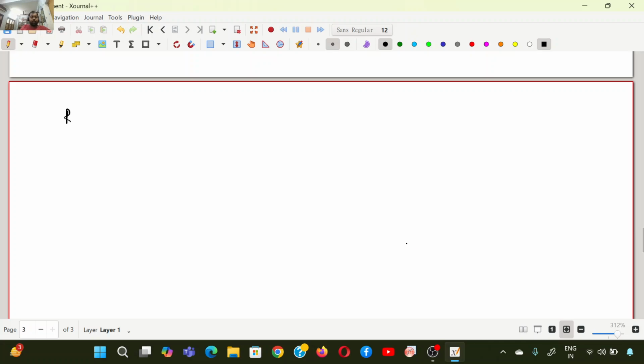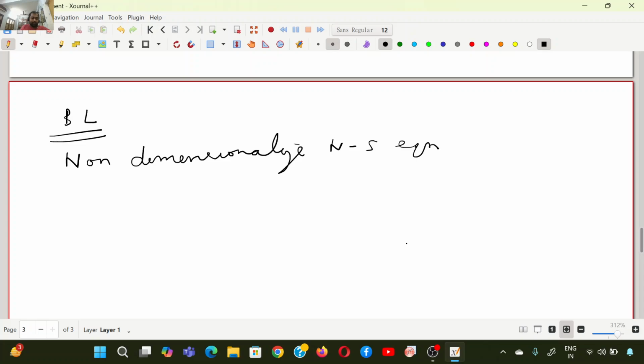So, coming to the boundary layer concept, let us non-dimensionalize the Navier-Stokes equation for high Reynolds number. So just check the notes of the previous class and write the non-dimensional Navier-Stokes equation for high Reynolds number. We did it in the previous class only. I'll just give you a couple of minutes to go through your notes and write down the equation.